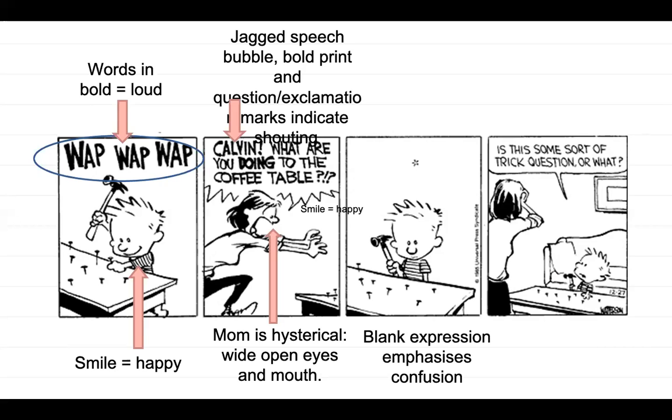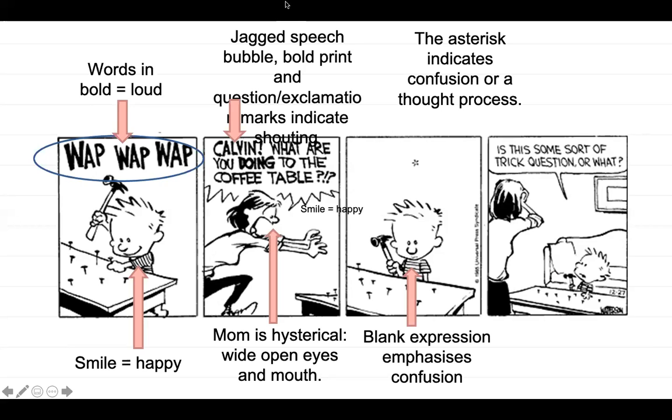Look at this blank expression now. There's nothing in the scene. Why? Because it emphasizes confusion. He's confused. He's just so perturbed, like, okay, what is going on? Okay, I mean, why am I being shouted at? Again, the asterisk here also indicates confusion or a thought process. Can you see? It's very isolated here. Now look at that compared to the first frame. Can you see? Look at that compared to the first frame. Very interesting.